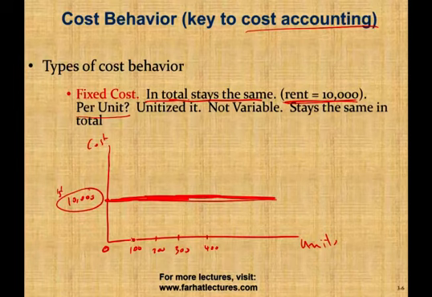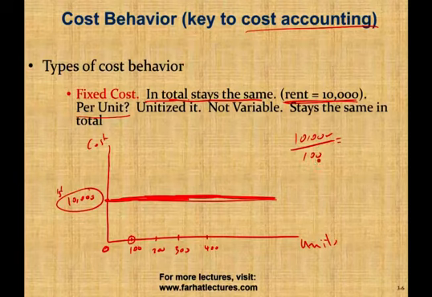What happened when we produce 100 boxes? When we produce 100 boxes, what's going to happen is this. We're going to say $10,000 divided by 100 boxes. Our fixed cost per box is $100 per box, right?